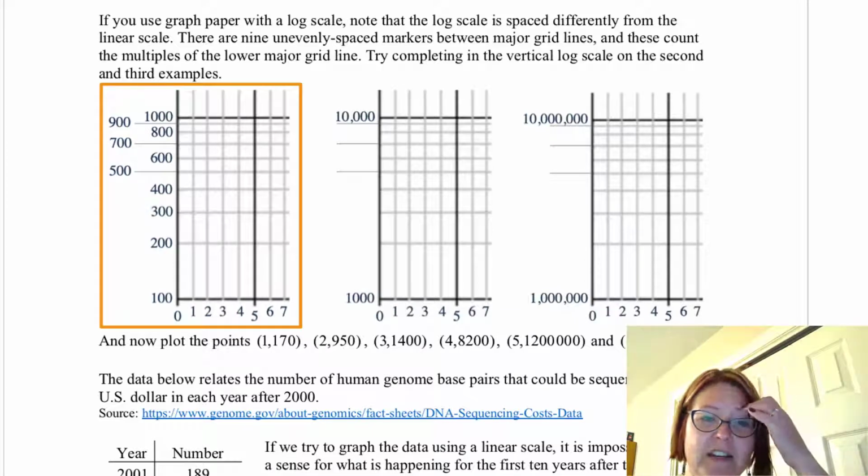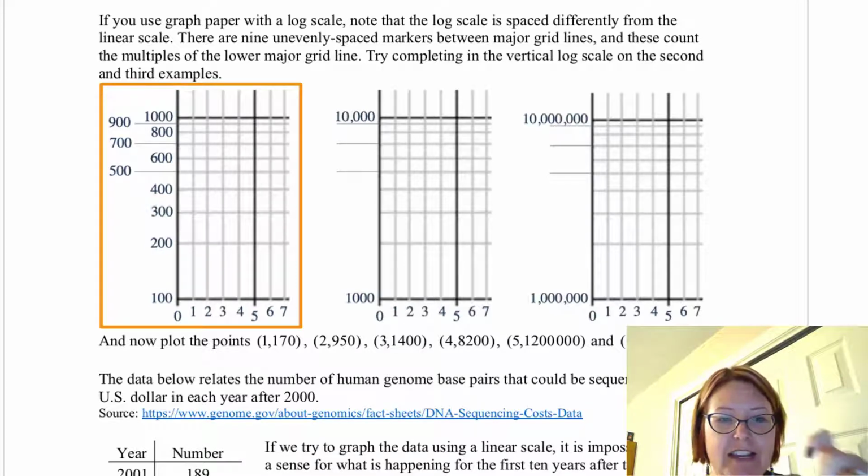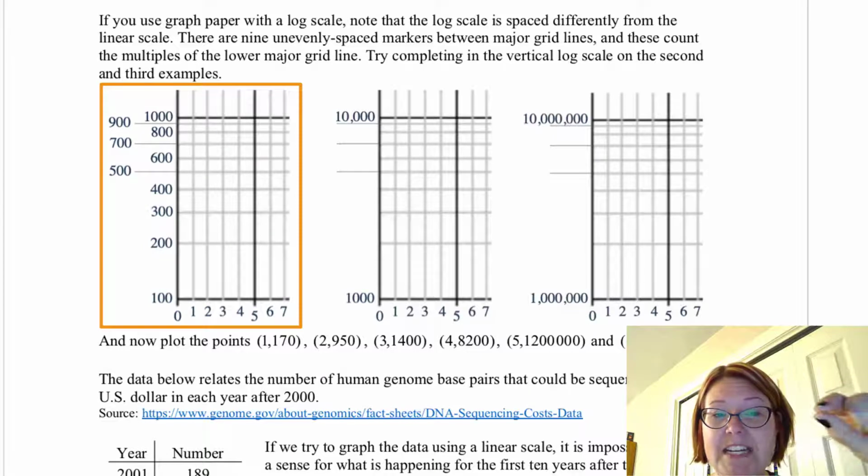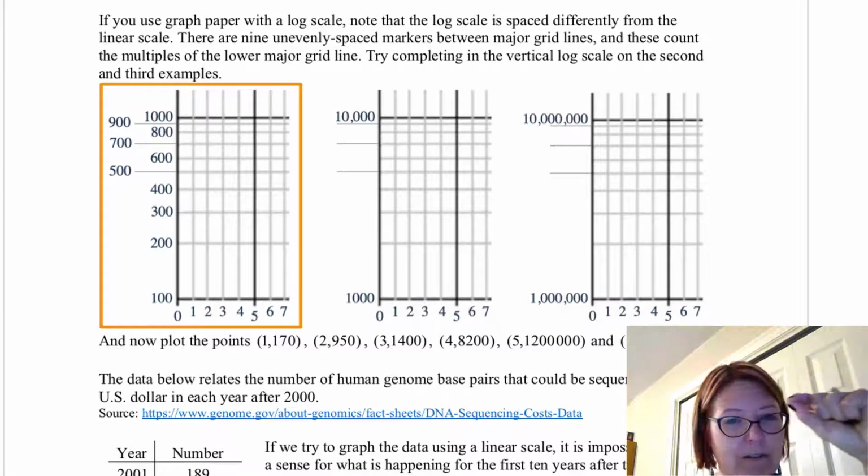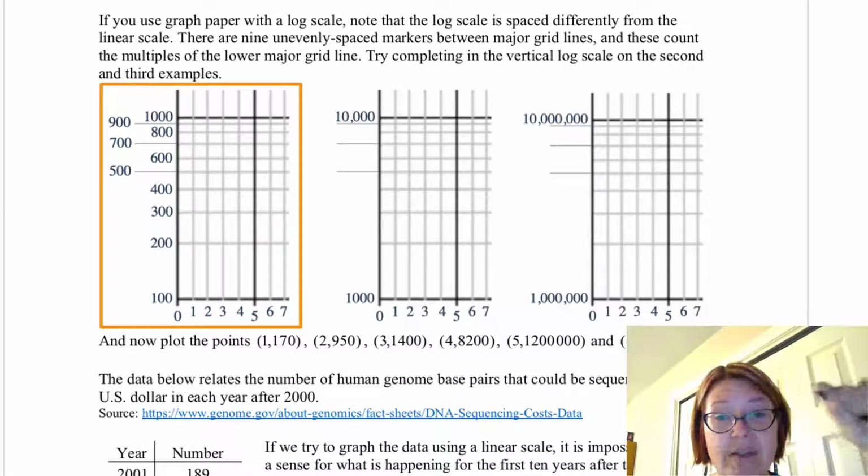So the space between 100 and 200 is the biggest space, and then 200 to 300 is the next biggest space, 300 to 400 is the next biggest space, and of course that means that the space between 900 and 1000 is very, very, very small. So these are not evenly spaced markers.